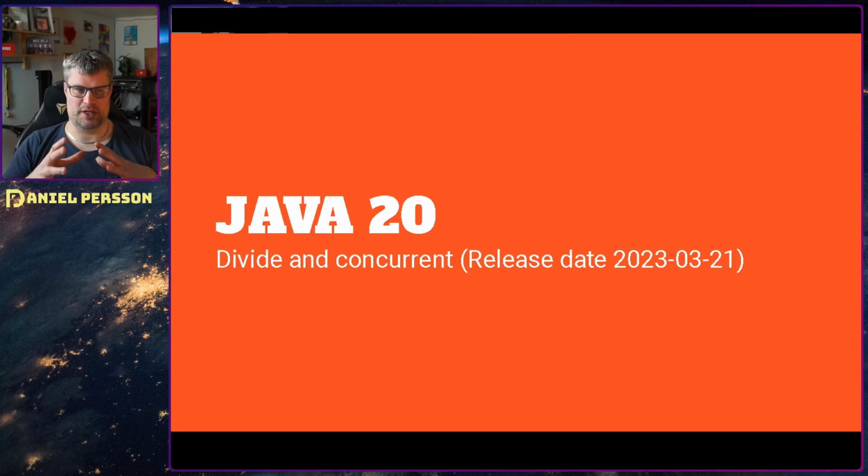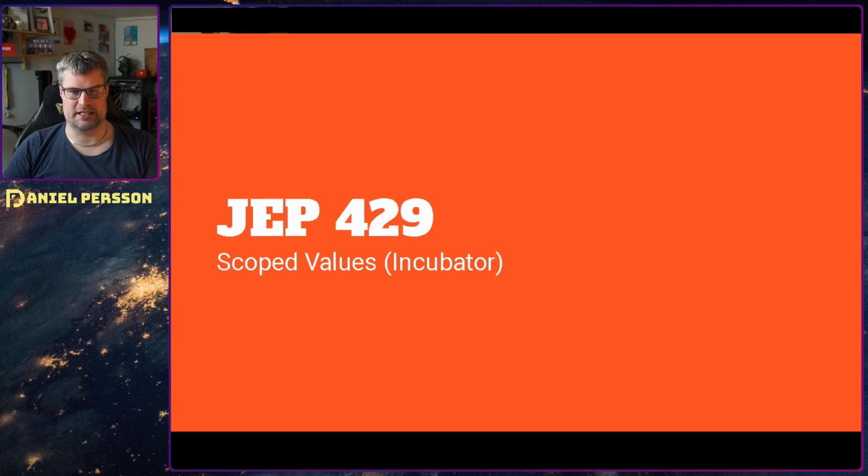And in Java 20, which I have been calling Divide and Concurrent, which has the release date of 2023-03-21, it's filled with good functionality to do things in a lightweight threaded way in a fast environment. So you can do multiple things at the same time, and you also get a bunch of things that make it easier to work with your data. So let's continue to the next slide here.